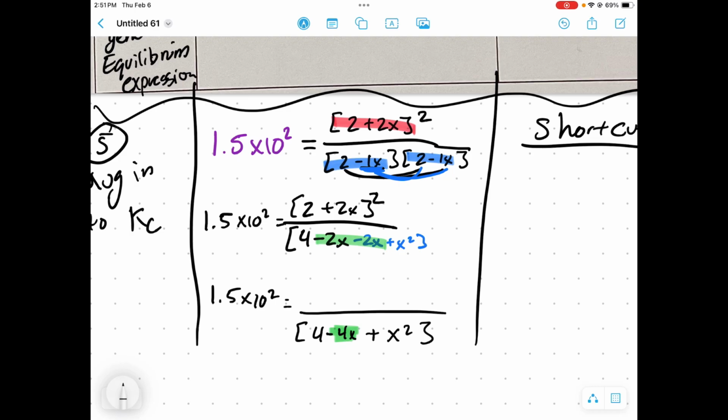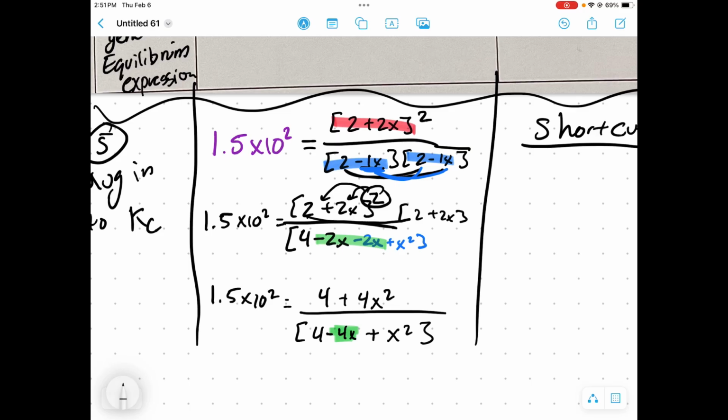So now I'm going to try to solve that top part, that red part first. So now I'm squaring that. So I'm going to distribute that to 2 squared. It's going to be 4. And then I have my 4x squared. But remember that this is really saying I have 2 plus 2x.